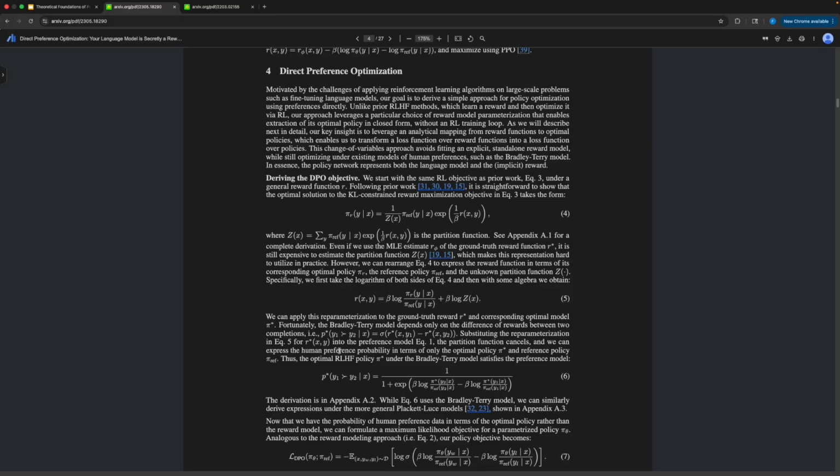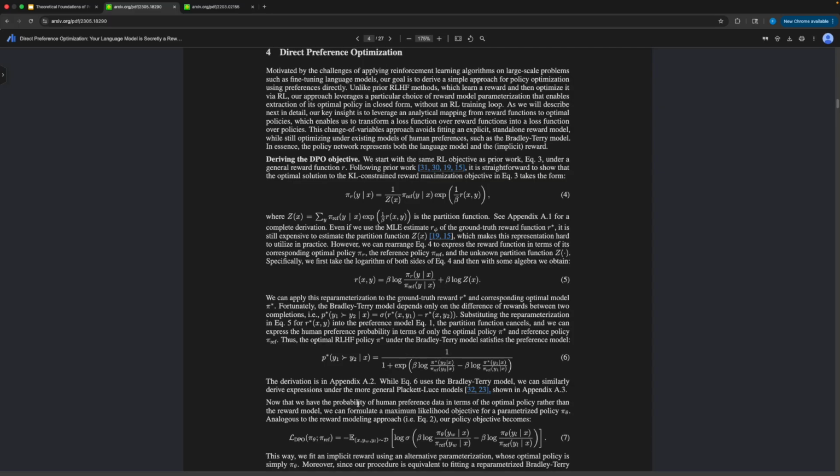Now, based on your Bradley-Terry model, we saw that we were able to write the probability that you prefer completion 1 over completion 2 in terms of the sigmoid of differences between the two rewards. And if we take the difference between the two rewards for two separate completions, you would see that the partition function gets cancelled, which means that we don't even need to calculate it.